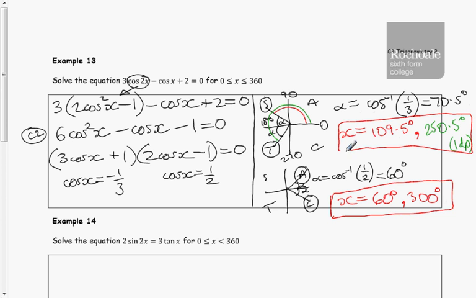So remember what we found here, we found the values of x which make this equation work. So if you've got time in the exam, you can always put them back into the equation and see if you get 0. If you do, then you know you've got the right answers.